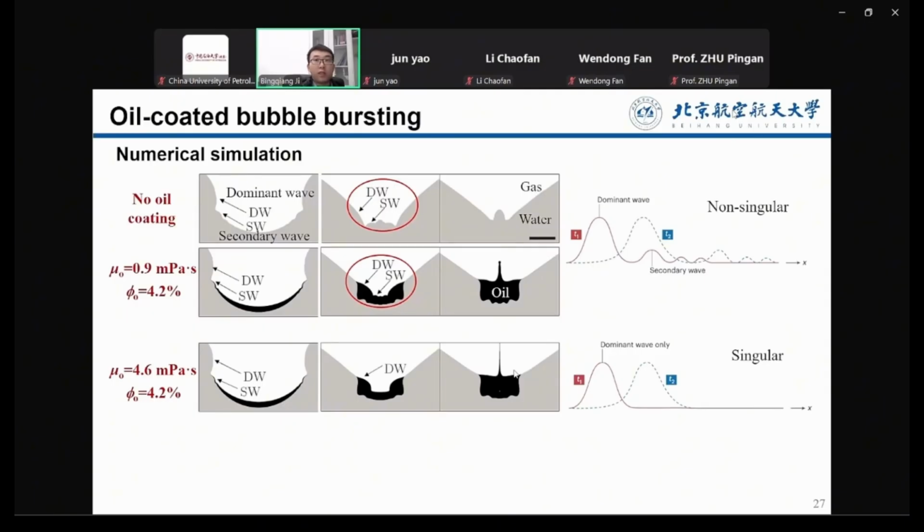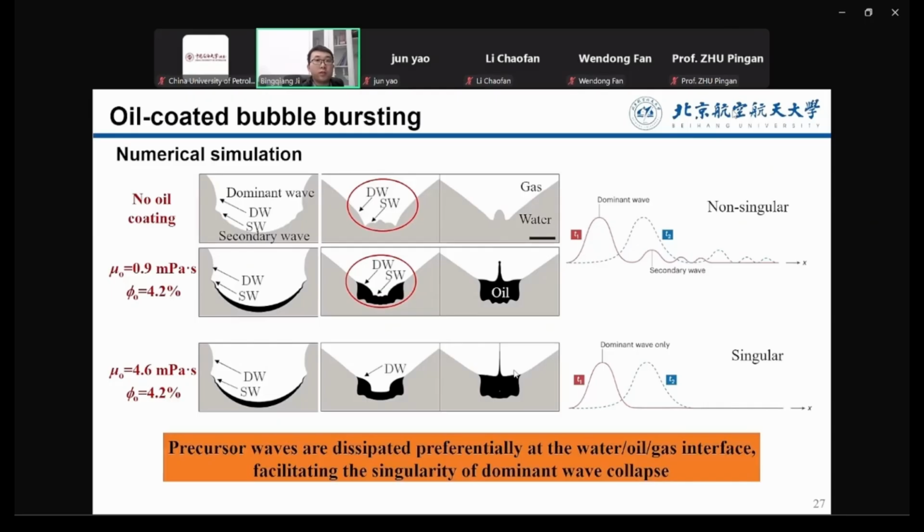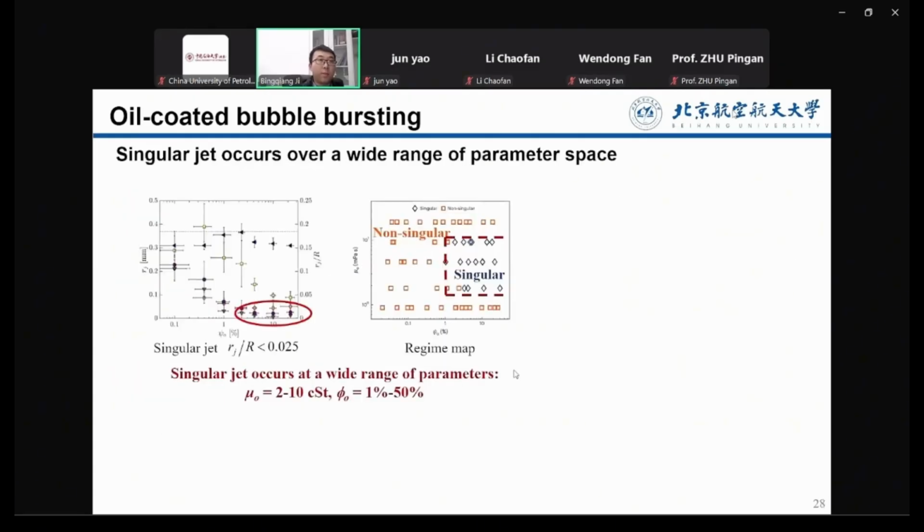But when the bubble is covered with an oil coating or layer, the precursor waves are effectively damped and the bubble bottom is smooth. This makes the dominant wave collapse at an infinitesimal scale, literally, and yields a singular jet. So precursor waves are dissipated preferentially at the water-oil-gas interface. This makes the singularity of the dominant wave collapse happen.